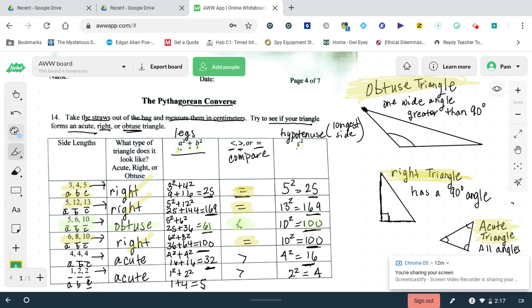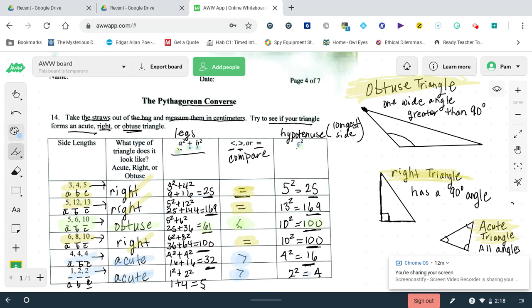Okay, let's take a look at another one. Here you have acute and acute. All right, so let's take a look at the comparison. It was greater than. So basically, when A squared plus B squared was greater than C squared, you ended up with an acute triangle.